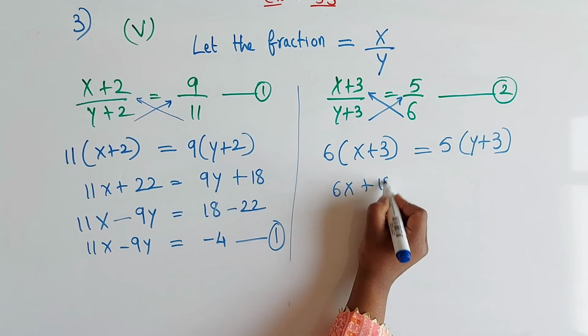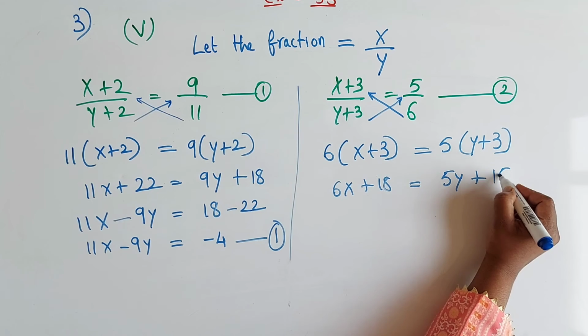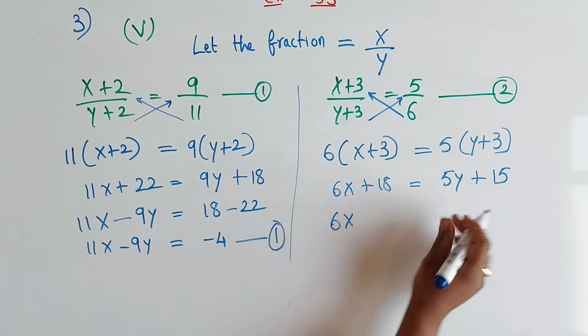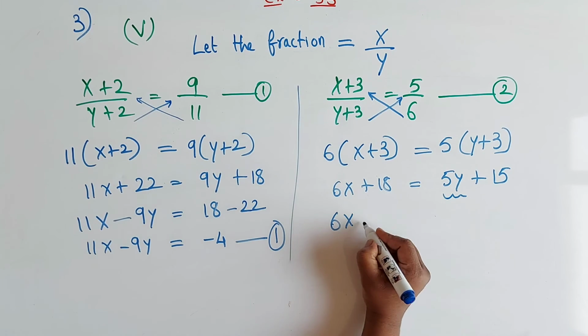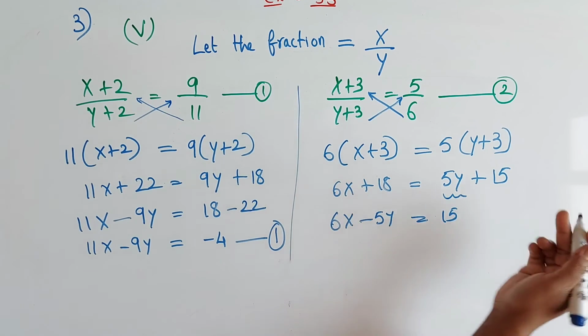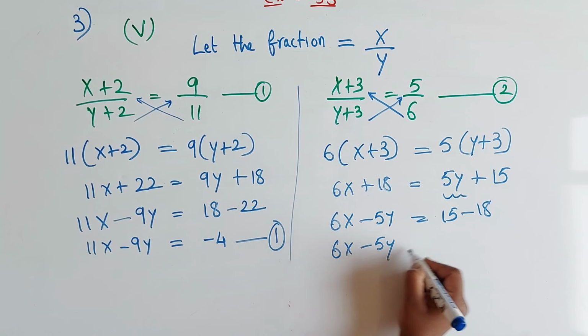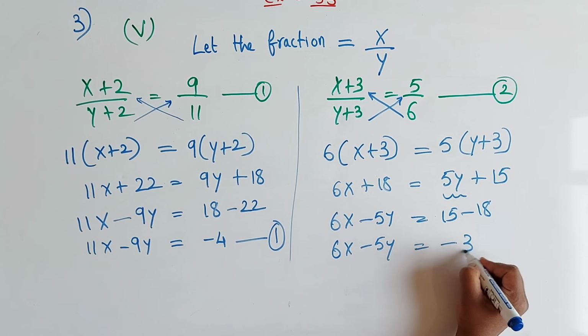6x plus 18 equal to 5 into y, 5y plus 5 3s are 15. 6x, this 5y will go to the left hand side, minus 5y equal to 15 minus 18. Now 6x minus 5y equal to 15 minus 18, which is minus 3.